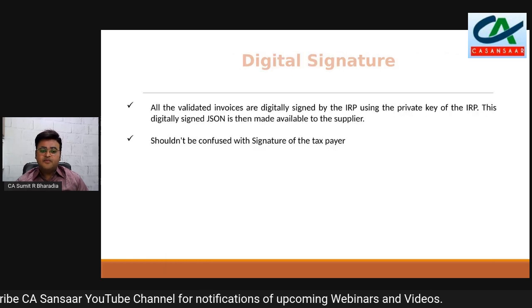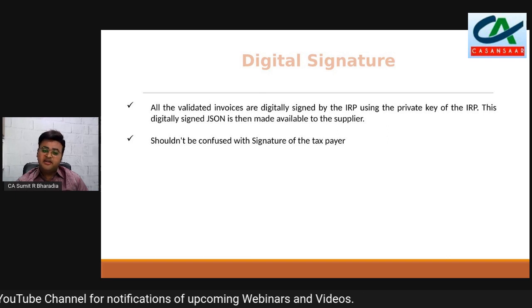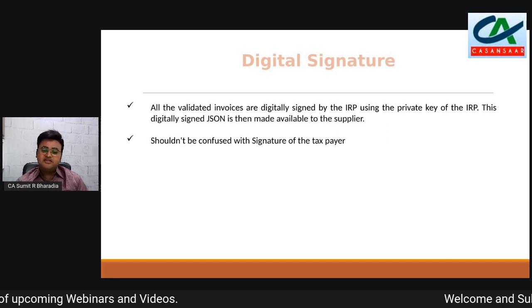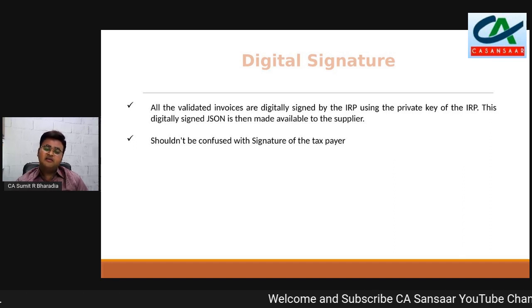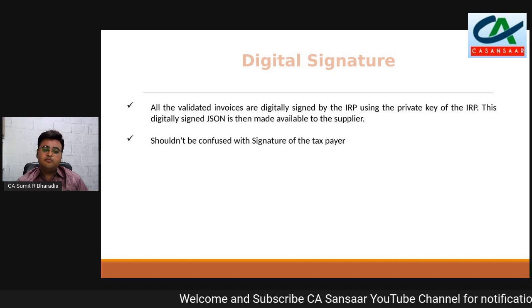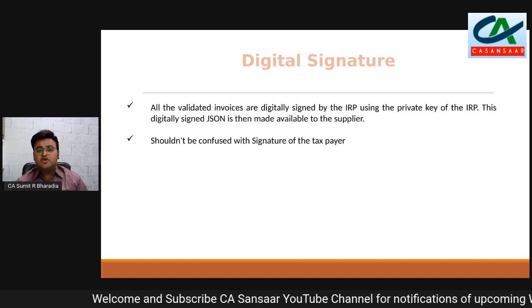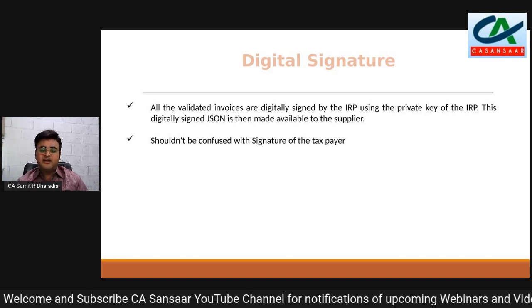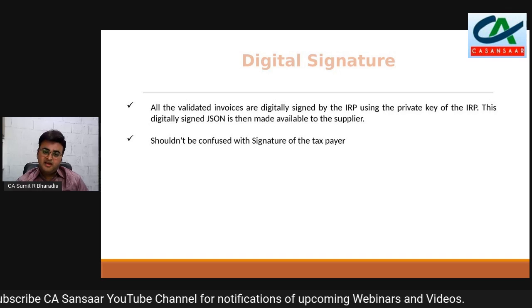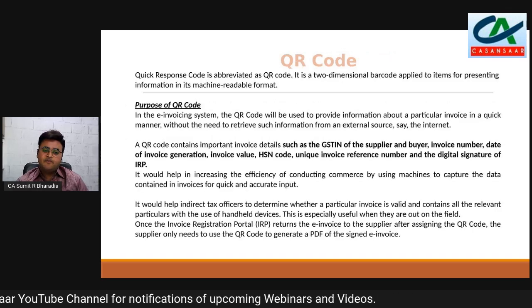Digital signature. All the e-invoices are to be validated by the IRP using the digital signature with its private key. This digitally signed JSON is then made available to the supplier in the form of output. This digital signature should not be confused with the digital signature of the supplier. It is the digital signature of the invoice registration portal.